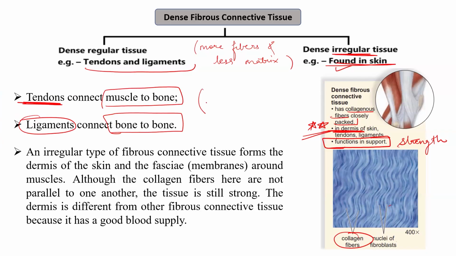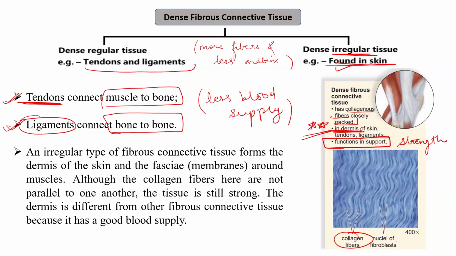These structures have very little blood supply, and therefore once they get damaged, their repair is difficult. Suppose someone had a ligament rupture or ligament tear, then it takes a lot of time to heal that ligament because of the lack of blood supply. So it is important to remember that tendons connect muscles to the bones, and ligaments connect the bone to the bone, right?